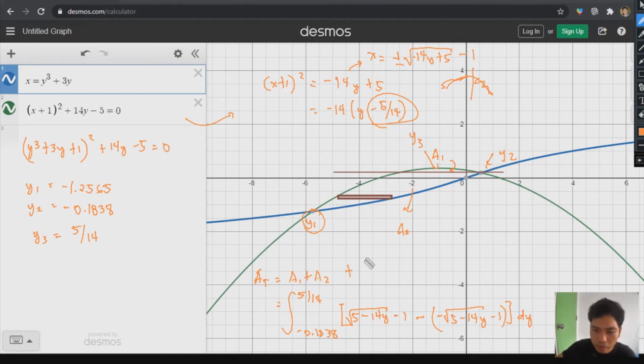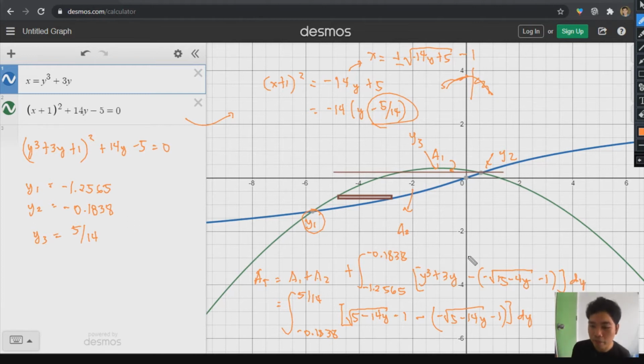So we add yung ating negative 1.2565 to negative 0.1838, and then yung ating right function is y cubed plus 3y, and then subtract natin ngayon yung left side, which is the negative part of this parabola. So that's minus the negative square root of 15 minus 4y, and then minus 1 dy. Okay, so yun na yun.